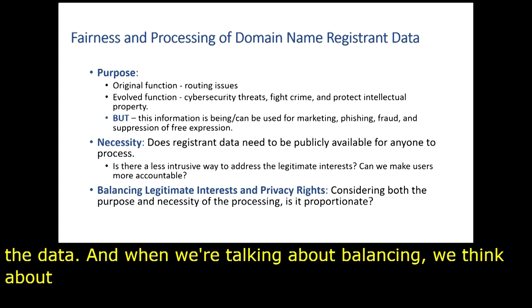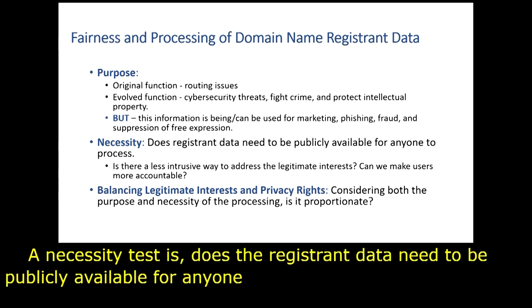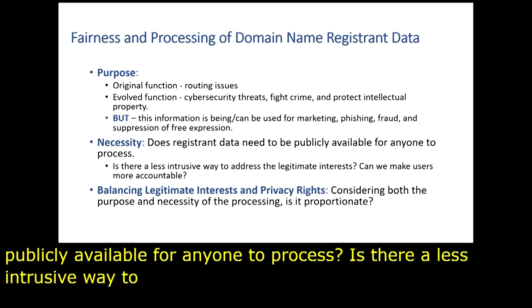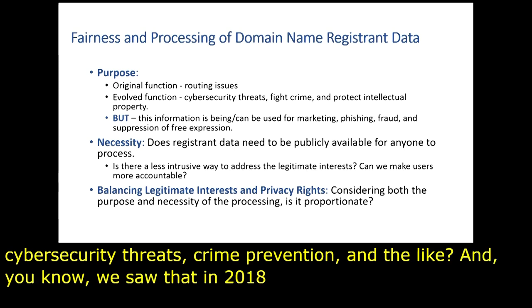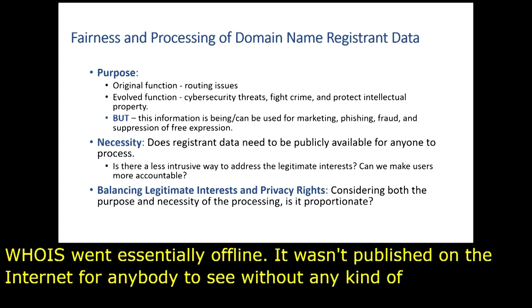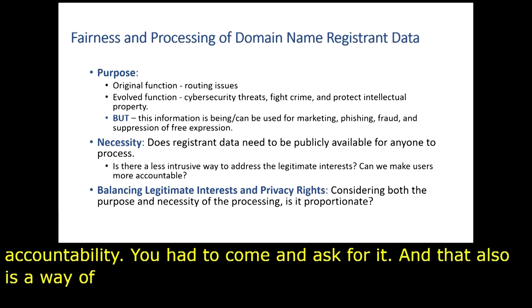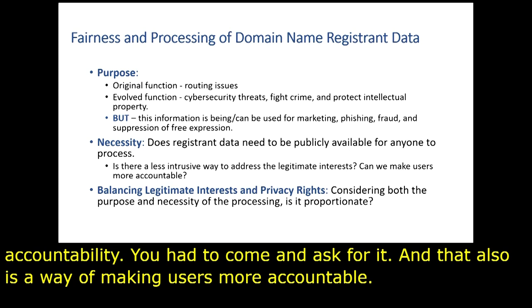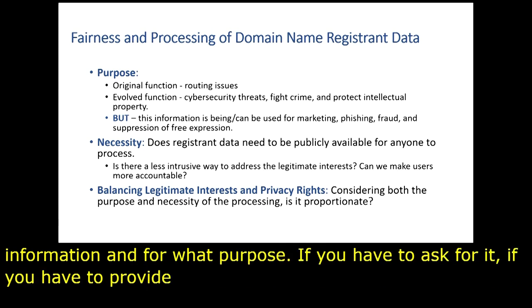The necessity test is, does the registrant data need to be publicly available for anyone to process? Is there a less intrusive way to address the legitimate interests of cybersecurity threats, crime prevention, and the like? We saw that in 2018 when GDPR went into effect, Whois went essentially offline. It wasn't published on the internet for anybody to see without any kind of accountability. You had to come and ask for it. And that also was a way of making users more accountable, because before, nobody knew who was looking at Whois information and for what purpose. If you have to ask for it, if you have to provide an email address, there's more accountability.